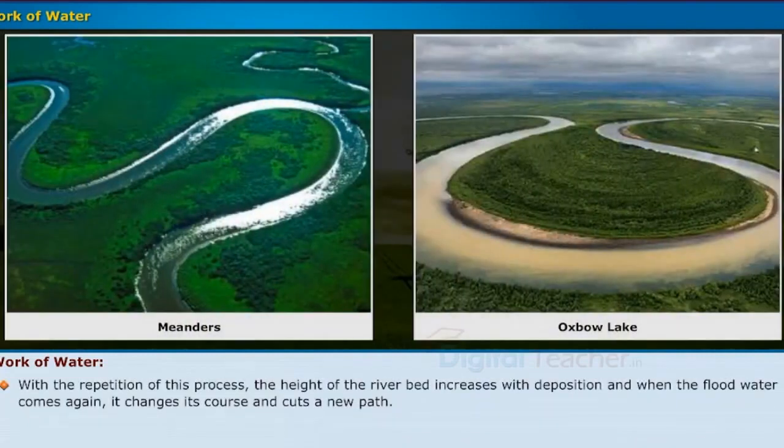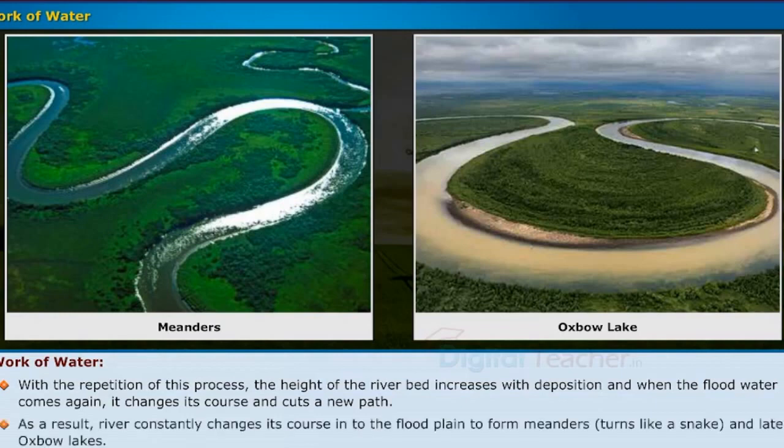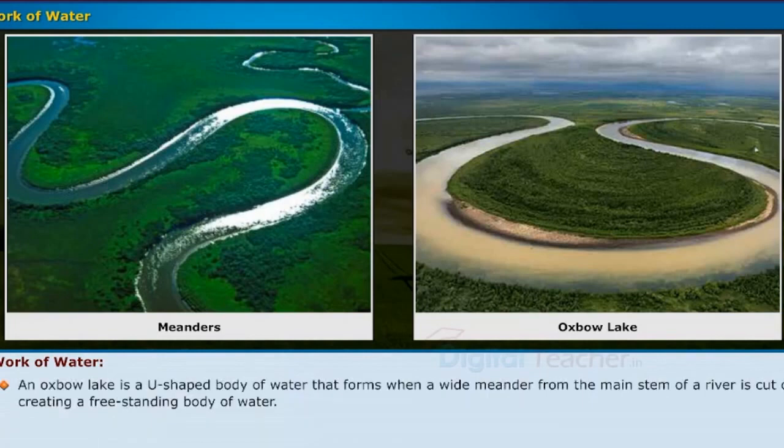With the repetition of the process, the height of the river bed increases with deposition, and when the flood water comes again, it changes its course and cuts a new path. As a result, the river constantly changes its course into the floodplain to form meanders, turns like a snake, and later oxbow lakes. An oxbow lake is a U-shaped body of water that forms when a wide meander from the main stem of the river is cut off, creating a free-standing body of water.